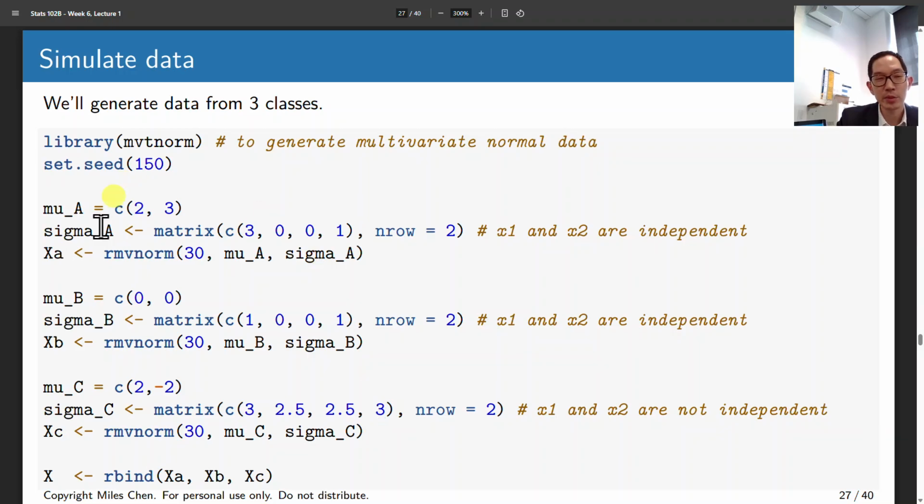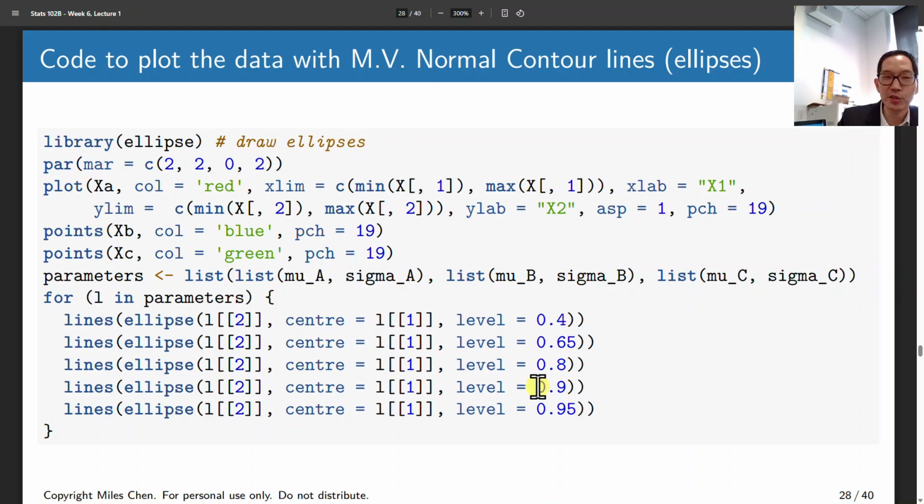So I'm going to generate 30 observations for each of our classes, okay? And so my observed x values from class A are going to be these 30. I've got my observed xb and my observed xc, and I'm going to bind them all into one big matrix X, and this is just to plot this. All right, so I'm going to plot all of these things. I'm going to color them. Class A will be red, Class B will be blue, and Class C will be green.